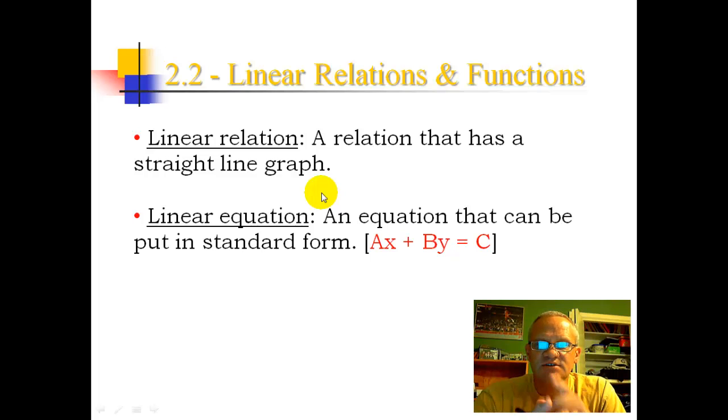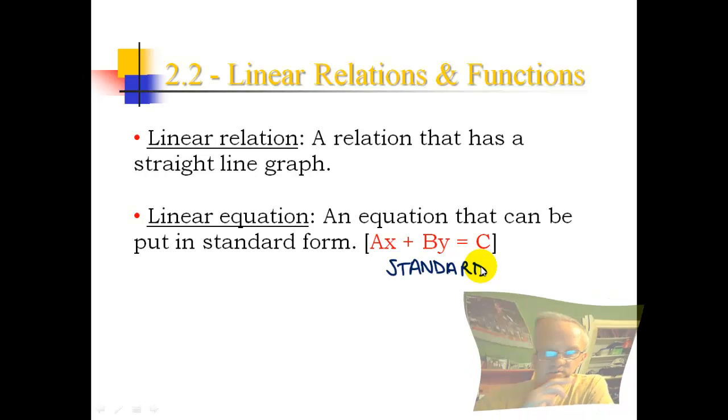If we can get it into this form, ax plus by equals c, if we can get it into that form, we know it's linear, and it's called standard form. Okay, so if we can get it into standard form, we know something is linear.